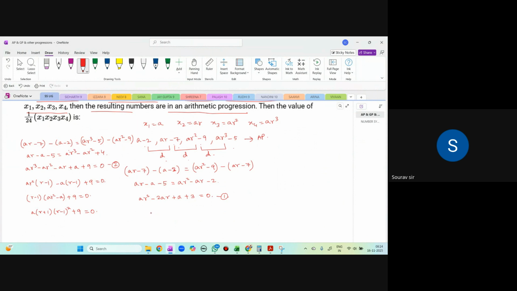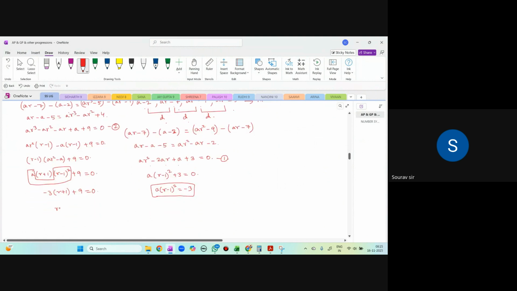From the first one, what do I get? a into r square minus 2r plus 1, so that's a into r minus 1 square plus 3 equal to 0. Right? So that means now I can write a into r minus 1 square equals minus 3. And I substitute this in this one. So a into r minus 1 square can be substituted with minus 3. So minus 3 into r plus 1 plus 9 equal to 0.